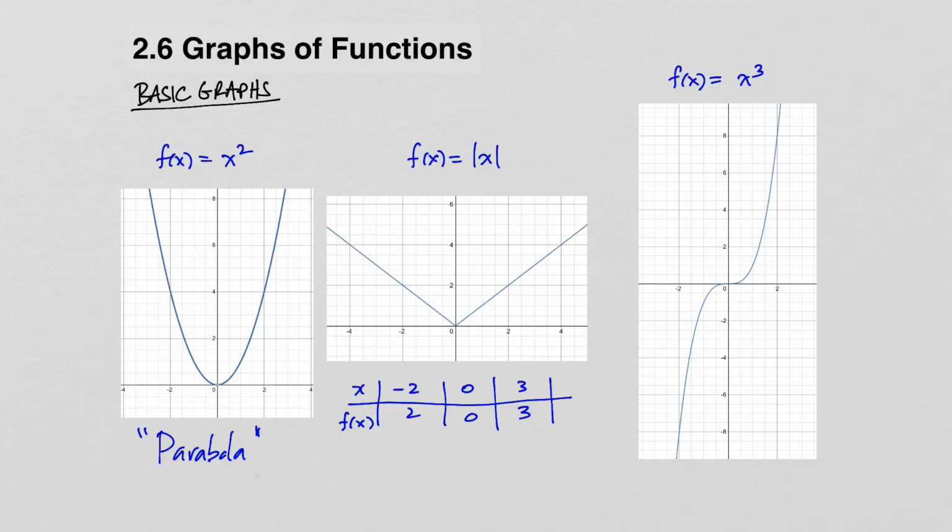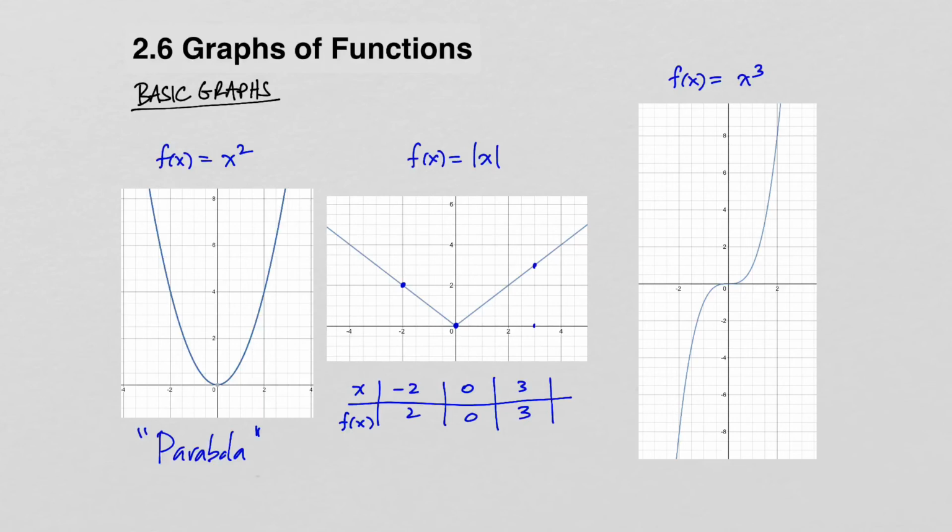And if you graph these points, x equals -2, y equals +2 is this point, (0, 0) is this point, and (3, 3) is this point. And so you can see how it makes this sort of V-shaped graph. Okay, so these are just 3 basic graphs that I would like for you to memorize. They're important graphs in algebra.